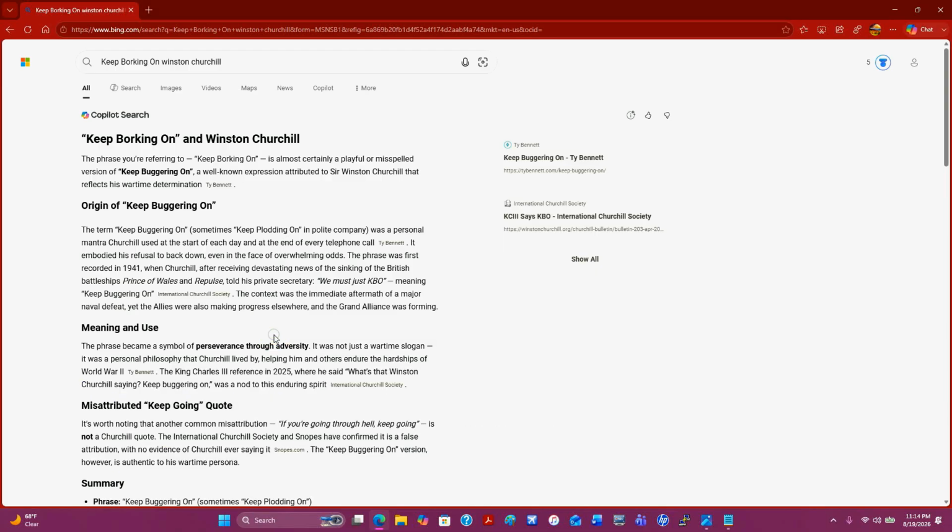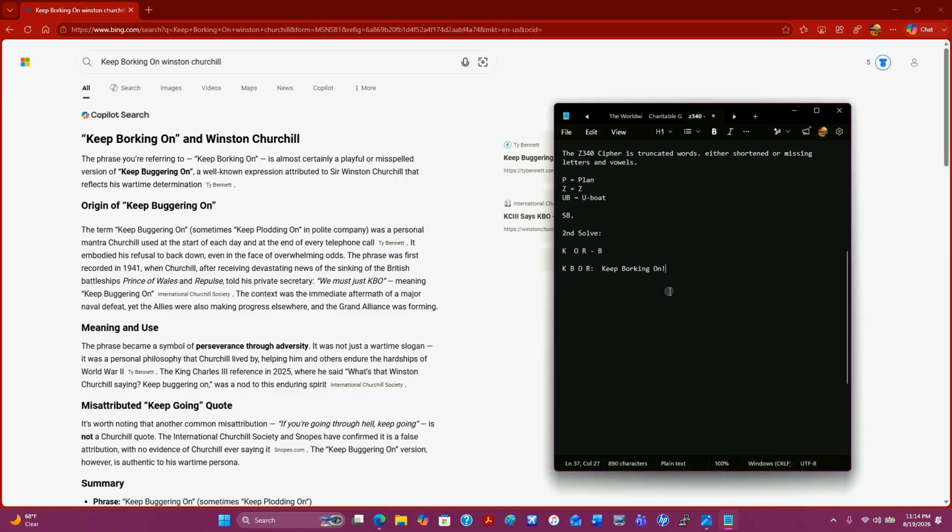Here you go. So, keep Borkering on and Winston Churchill. The phrase you're referring to, keep Borkering on, is almost certainly a playful or misspelled version of keep buggering on. Oh, okay, so that's what it was. That's why I didn't get it at first. So let me change that. AI is pretty good.